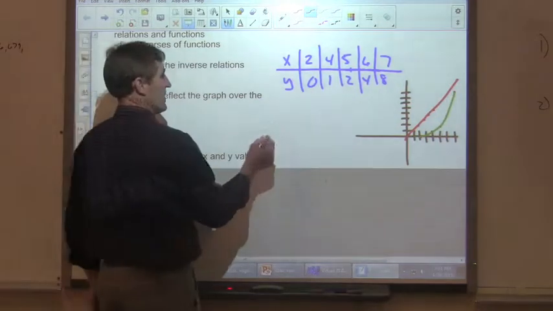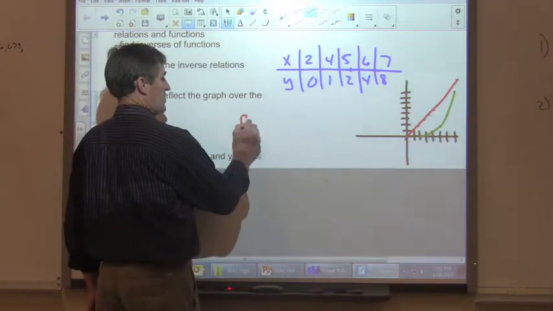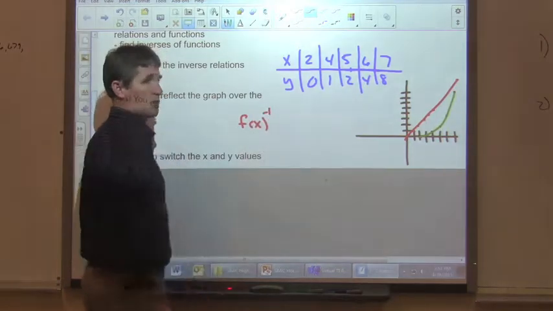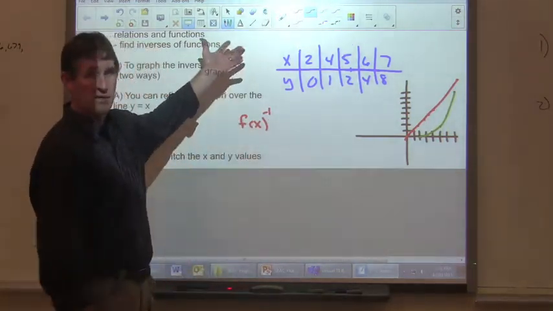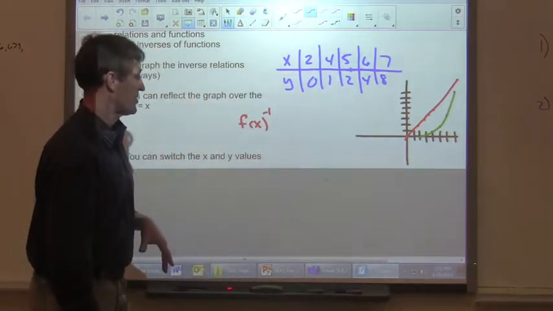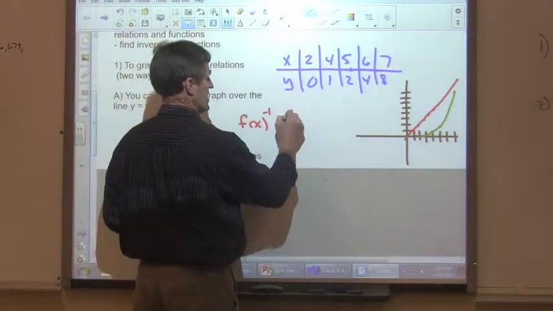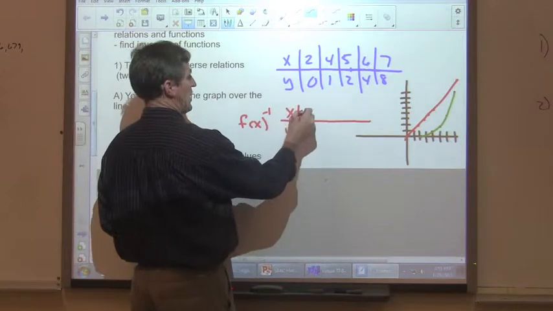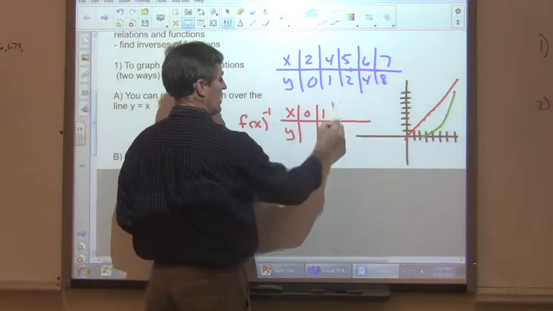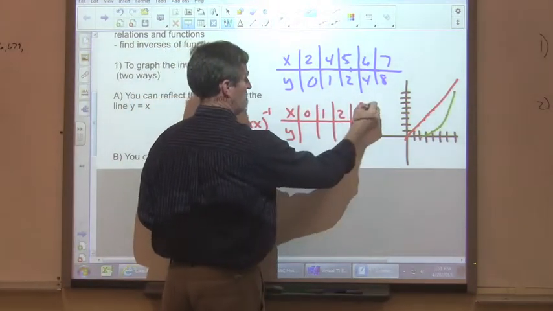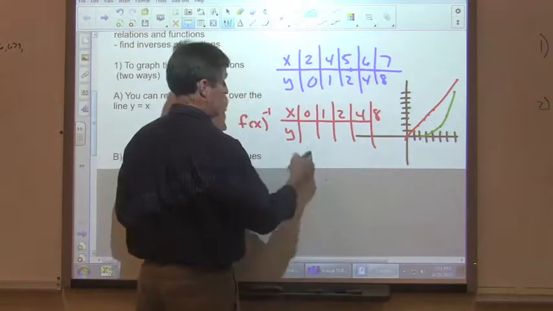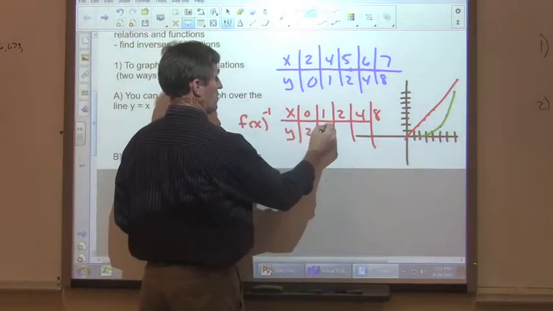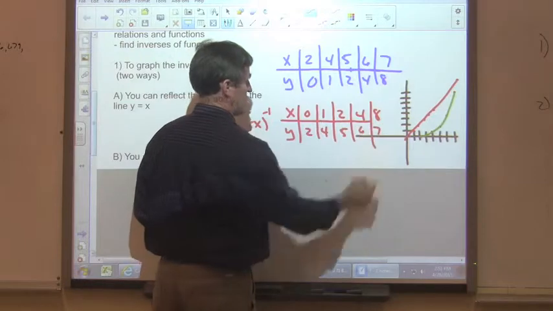When we do inverse functions, we're going to write it this way, to the negative first power, because the negative 1 remains 1 over f of x, which is the inverse. So I can just switch these, and my x values and my y values just switch. So this becomes 0, 1, 2, 4, and 8. And my y values become 2, 4, 5, 6, and 7.